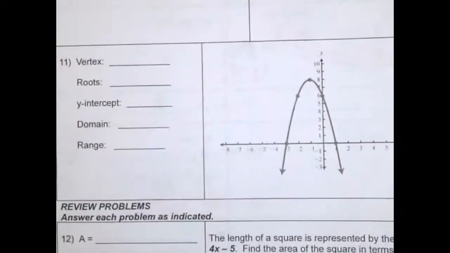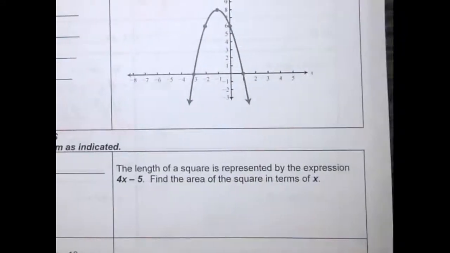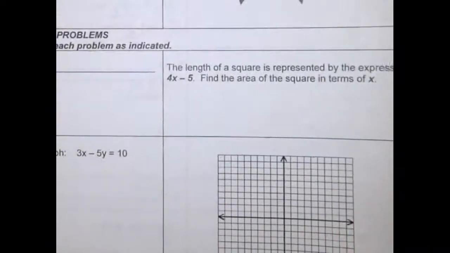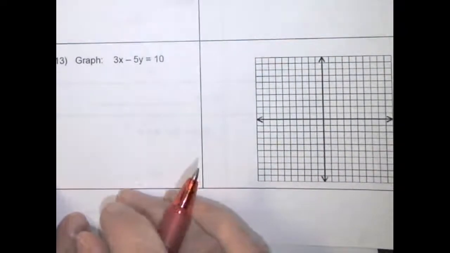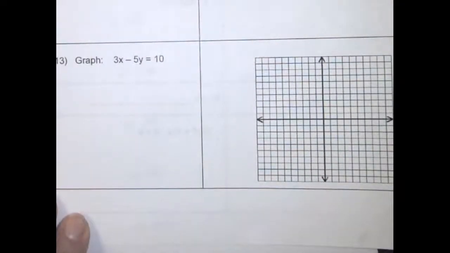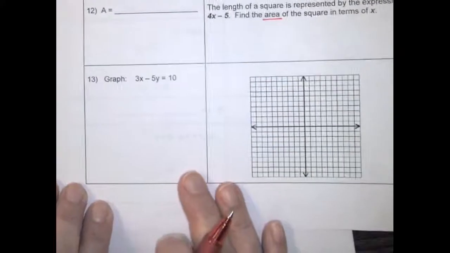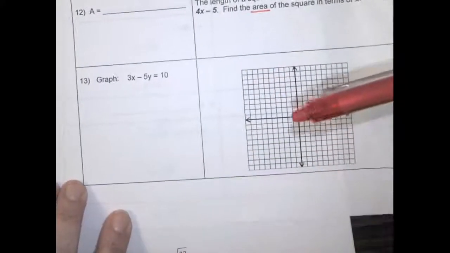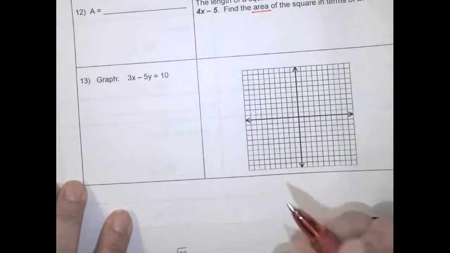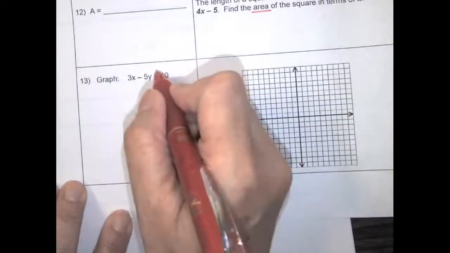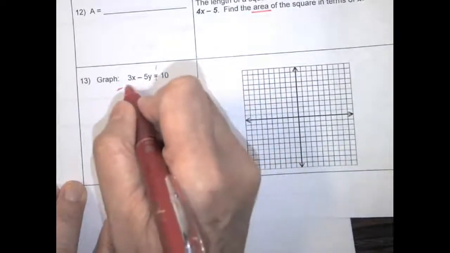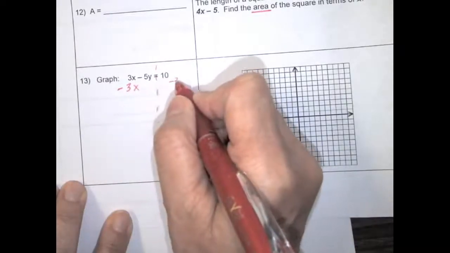This one's just characteristics of a parabola. This one is multiplying to get area. And then, we haven't done this in a while, but you have to solve for y before you can graph it. You can graph it in slope-intercept form if you put it in slope-intercept form. So we have to solve for y, get y by itself. Just as a reminder, you subtract the 3x.